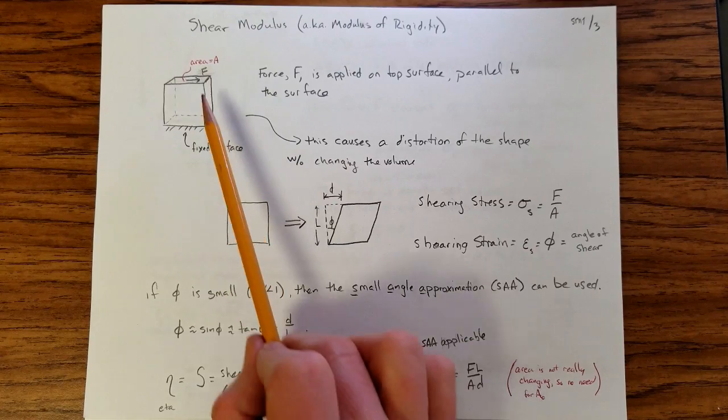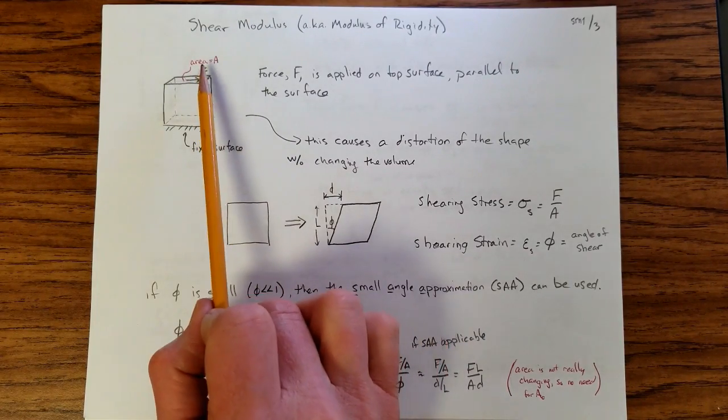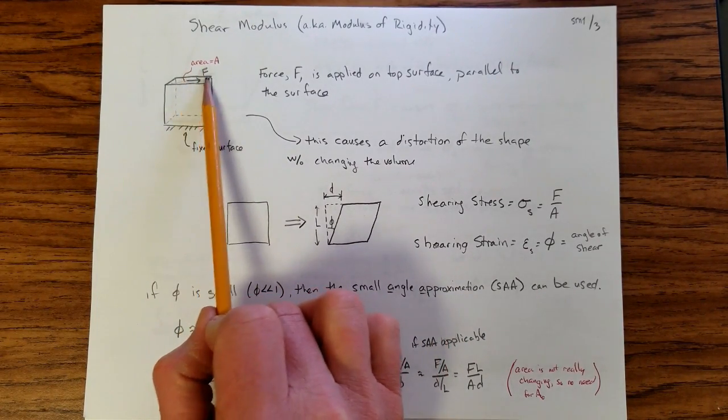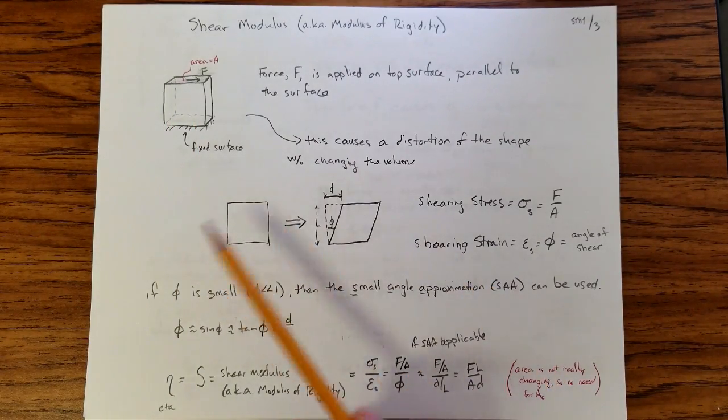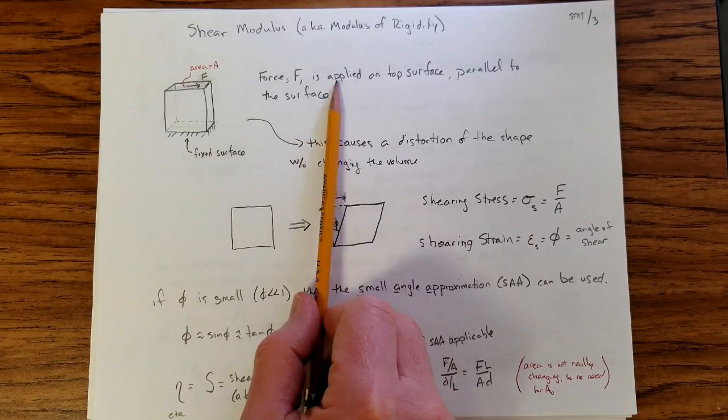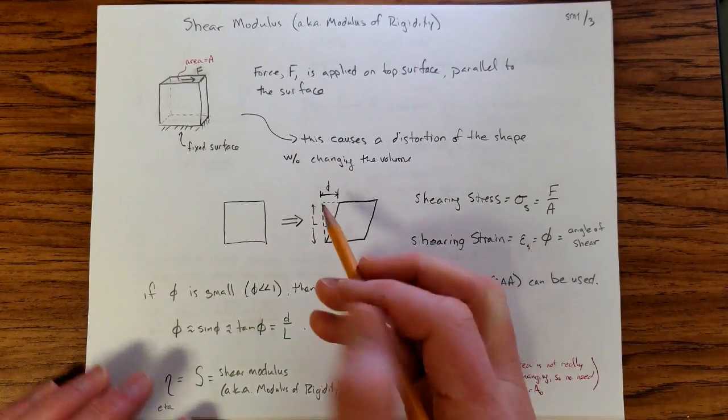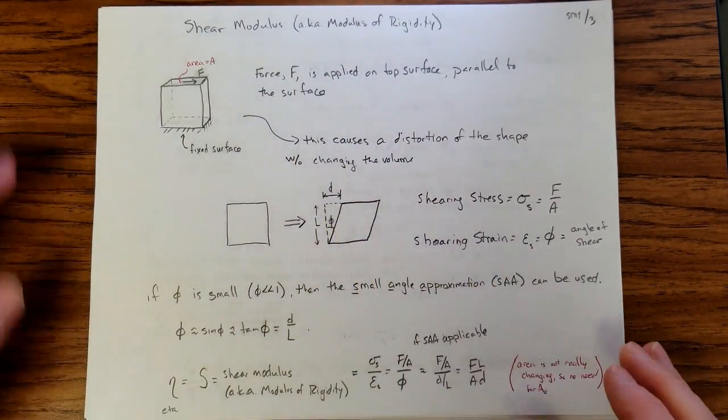Then the shearing stress, which is normally force divided by area, is that force divided by that area on top. It's not the area on the side, it's the area on top. Shearing strain deals with the fact that this material is going to get distorted, and shearing strain is equal to that angle right there.